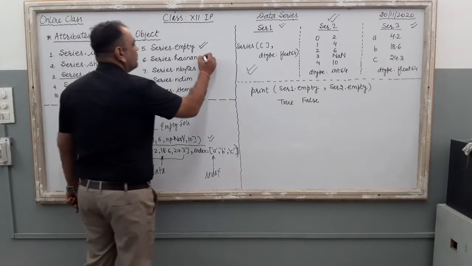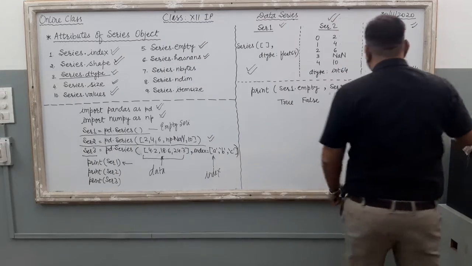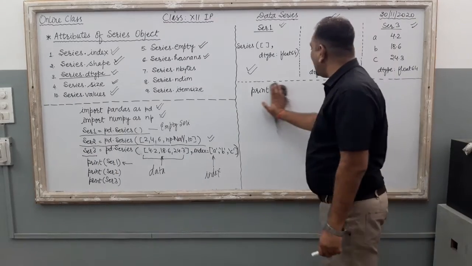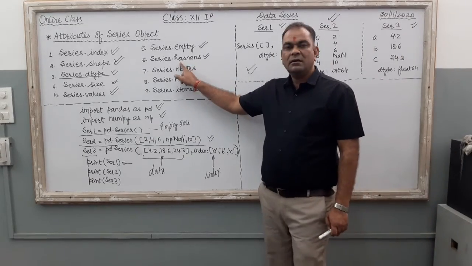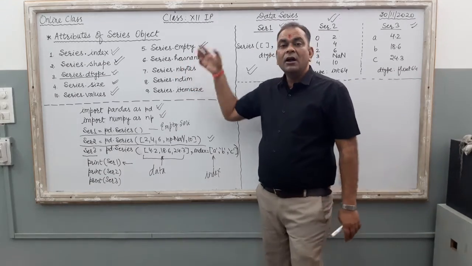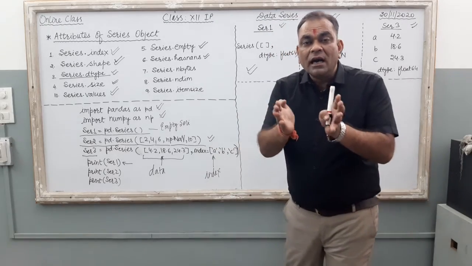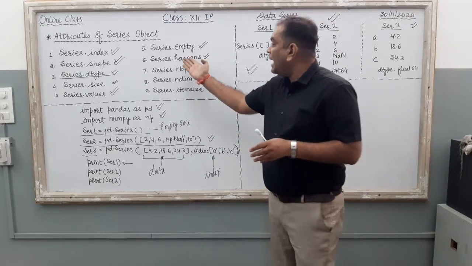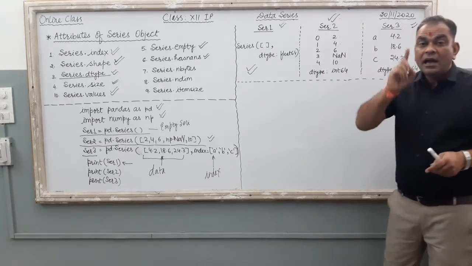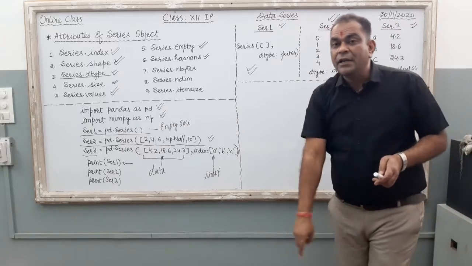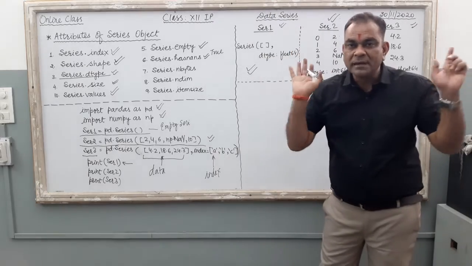Now the most common attribute, and the most applicable in advanced programming, is the hasnans attribute. What is the full form? Has is the English word. NaN means not a number, as it is the plural term, not a numbers. Clear? If any series contains a NaN value, then the result of this one is true. It gives the result in true or false.